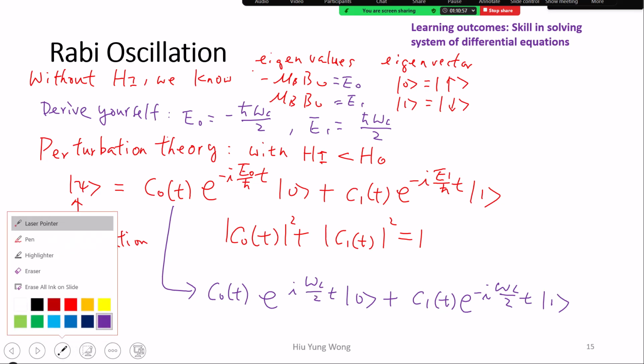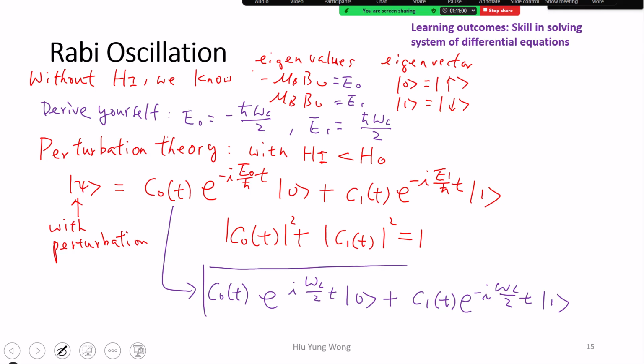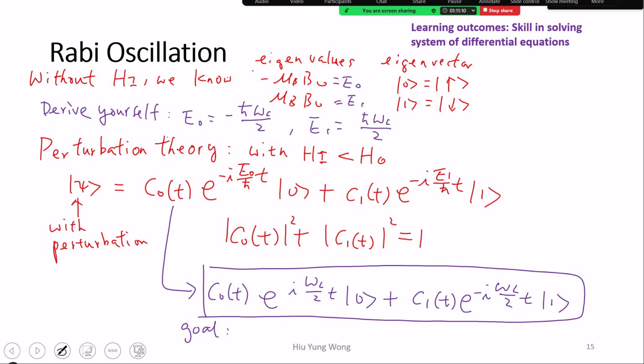Okay, so we know that this is the state due to this oscillating magnetic field and DC field. So our goal in the whole process is to find C0(t) and C1(t). Is this okay? Think about that. So this is the setting up of the problem. Any questions? The rest I will go really fast, just math, and you can read my book chapter.